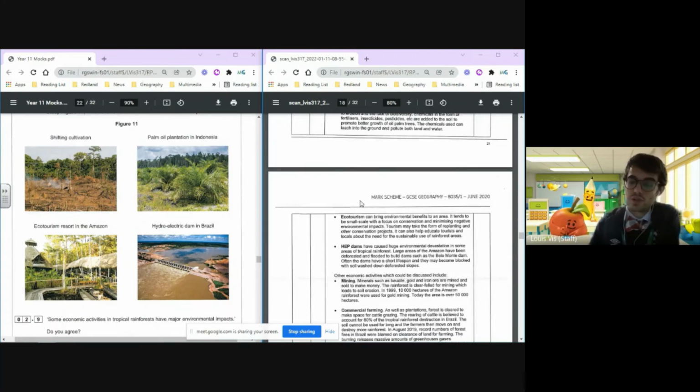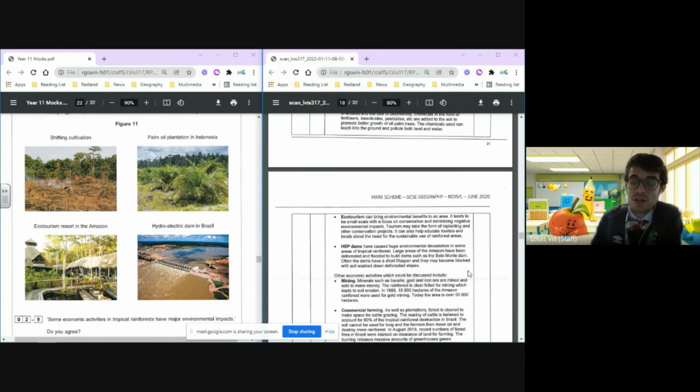Same for hydroelectric dam. Yes, it does flood huge, vast areas of the rainforest by creating a dam, but it does also allow the creation of wetlands and habitats, and wetlands hold carbon. So you could here talk about the positives of HEP dams.